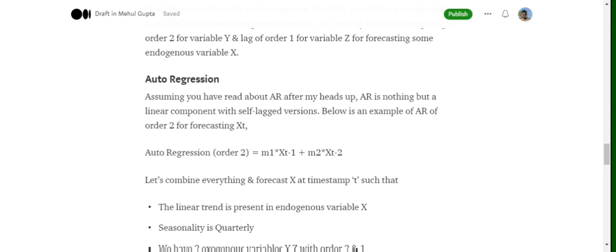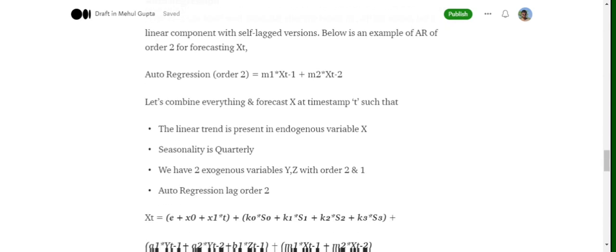Now, the last part of the equation remains the auto regression. As I told you earlier, it is similar to the auto regression that we have known. That is, the forecast of variable x is done using its own past values. So an AR of order 2 means that we are considering the last two values to forecast the next value, and it forms a component like this: m1 times xt minus 1 plus m2 times xt minus 2, where m1 and m2 are coefficients. Right.